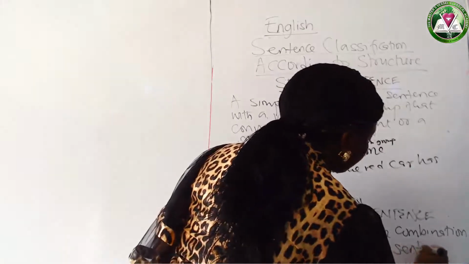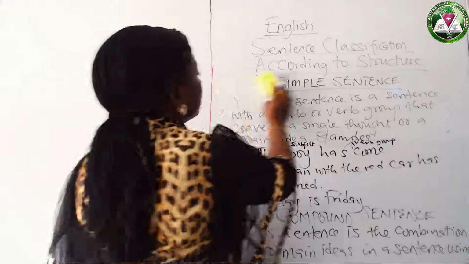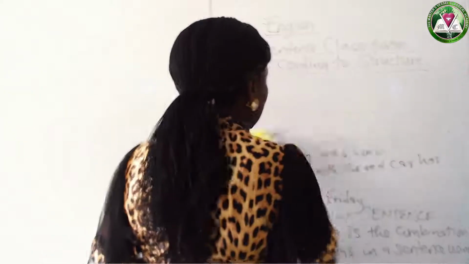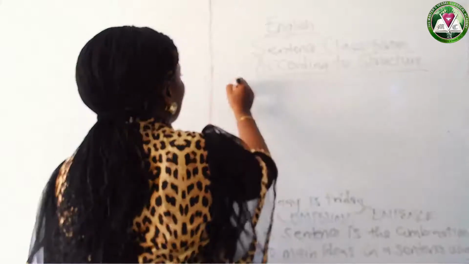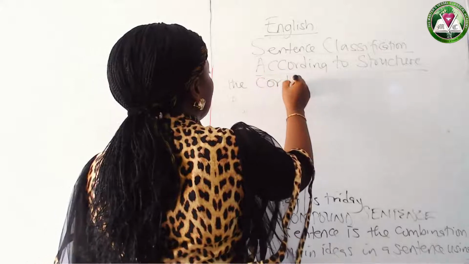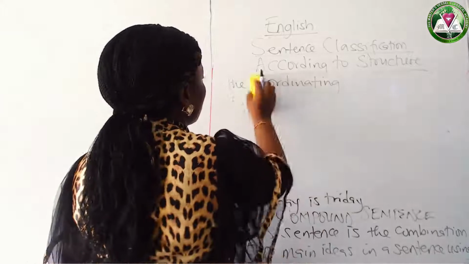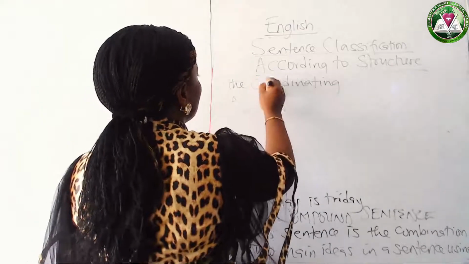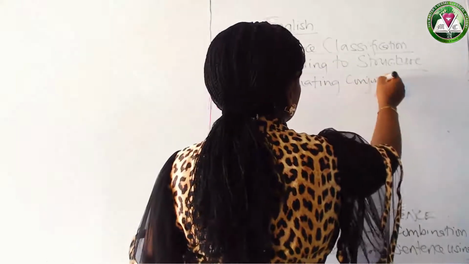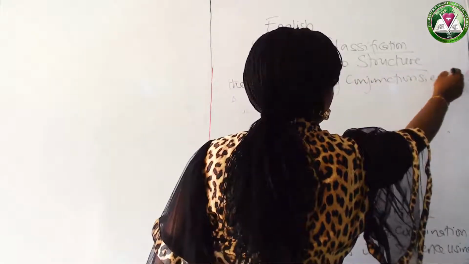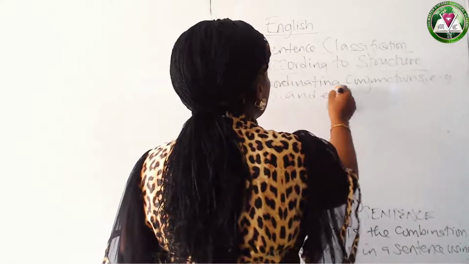Okay, using the coordinating conjunctions, e.g., for, or, and, etc.